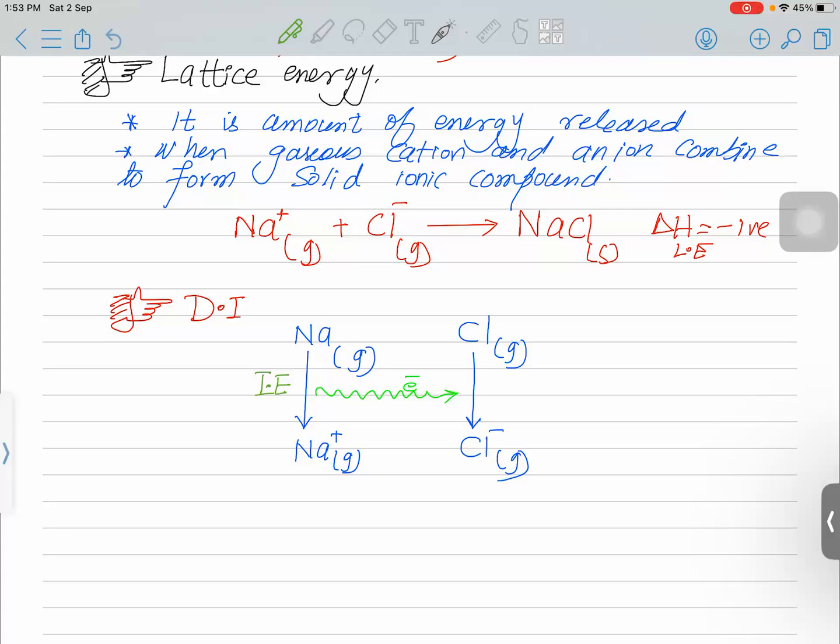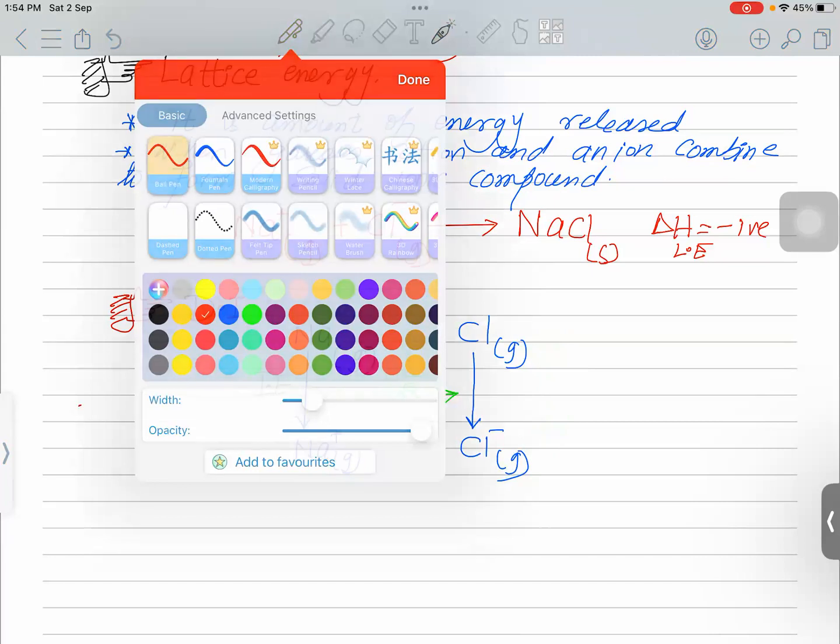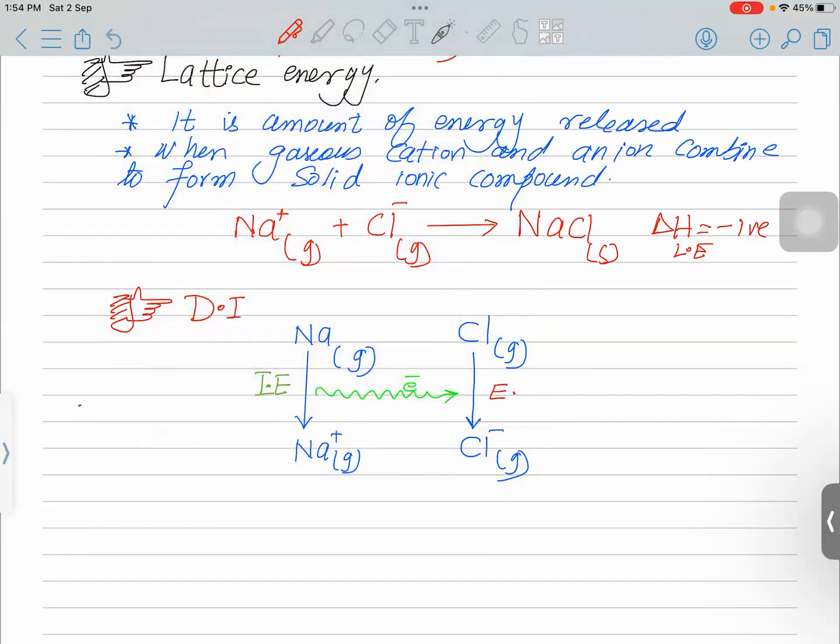Just beta, when chlorine accepts one electron from sodium, energy is released. Can you tell me the name of the energy when an electron is gained by any element? Sir, will it be lattice energy when the two combine? No, when chlorine gets an electron. I am talking about this. Electron affinity, very good. So electron affinity.